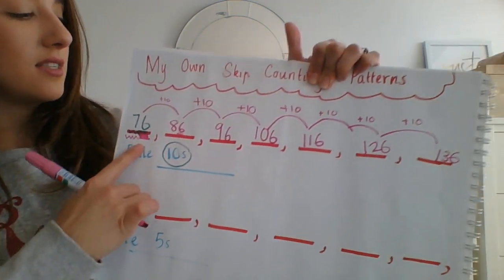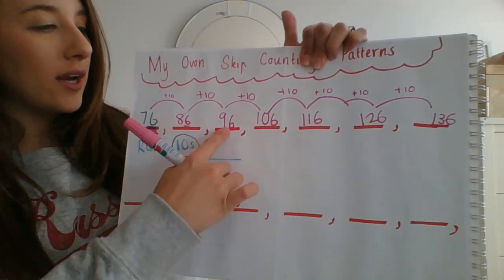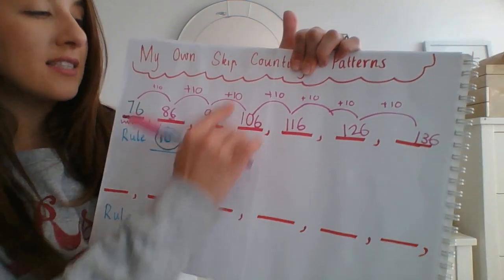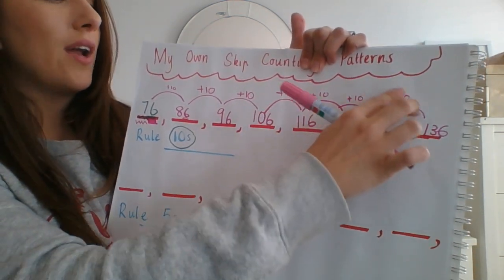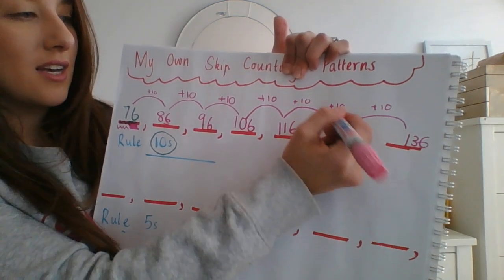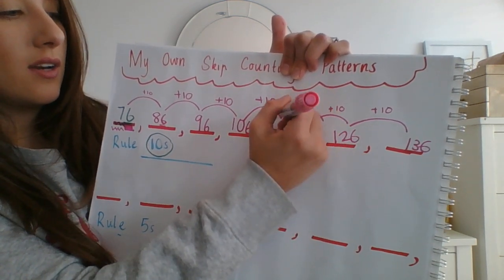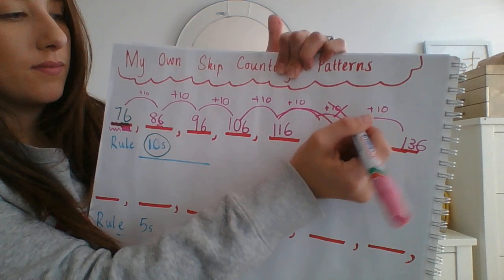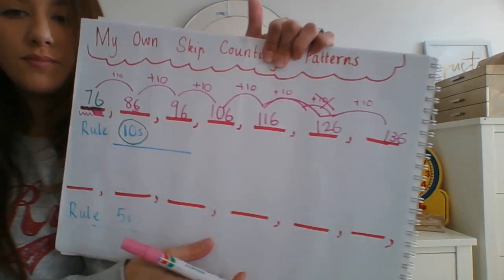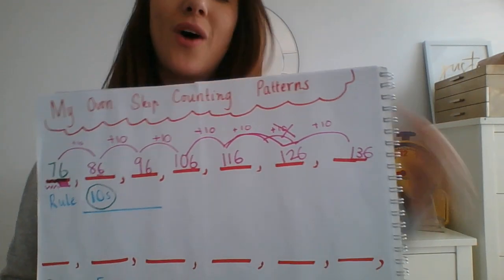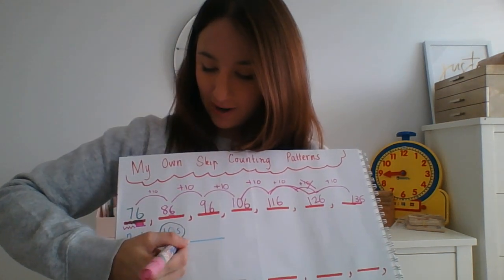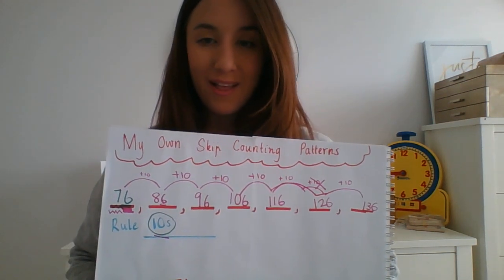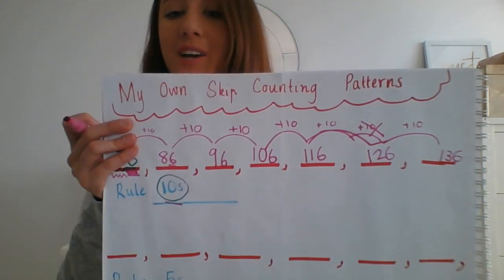76, 86, 96, 106, 116, 126, 136. I actually don't need that in here. Okay. All right, so I have just completed my very own skip counting pattern by tens. Okay, excellent. Now I can move on.